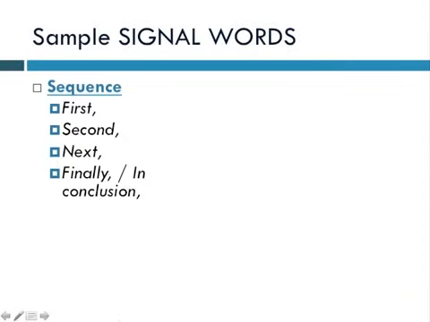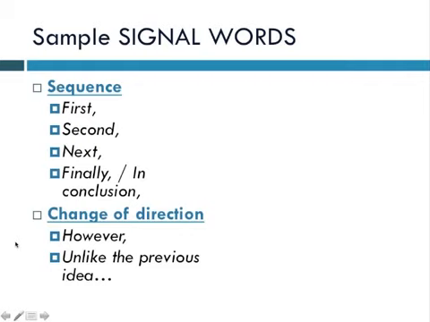Now, in general, signal words fall into different categories, and you will see a link listed below the video where I will direct you to a list of signal words that I would really recommend that you learn. But let's look at some of the more common signal words we might see in a typical essay. Obviously, sequence signals are very helpful. They help to provide a certain organization, such as first and second, next, or finally.